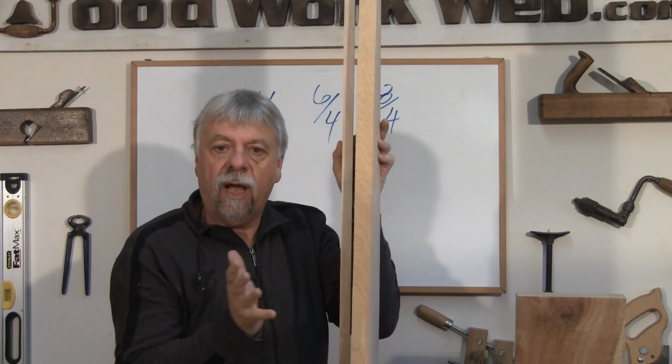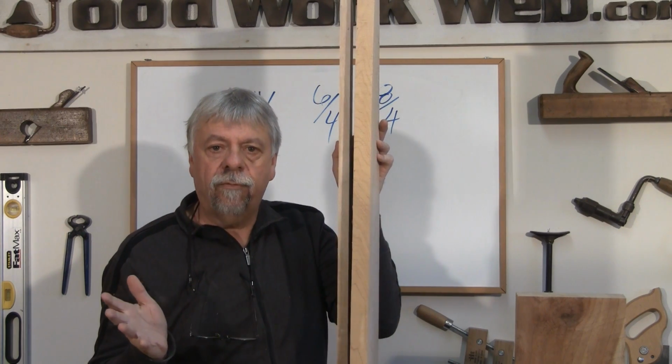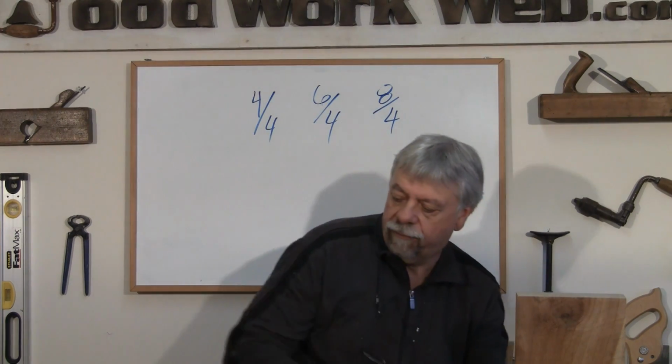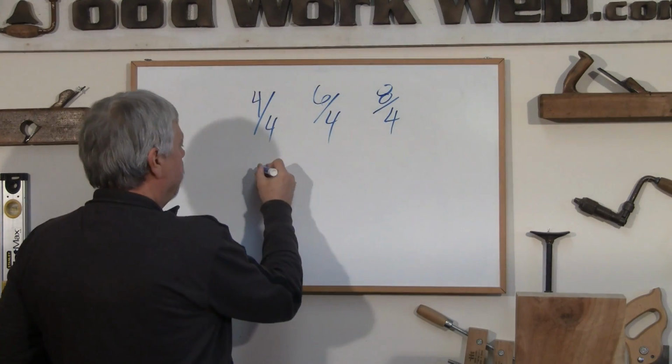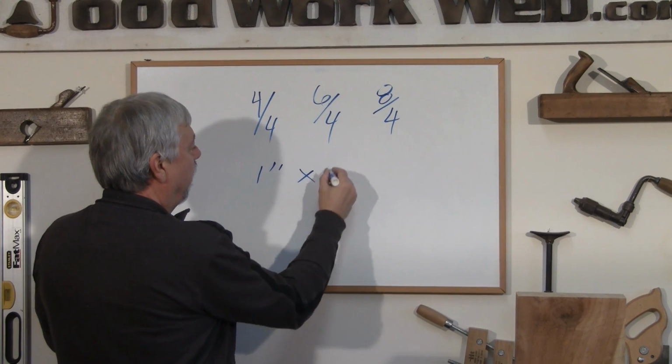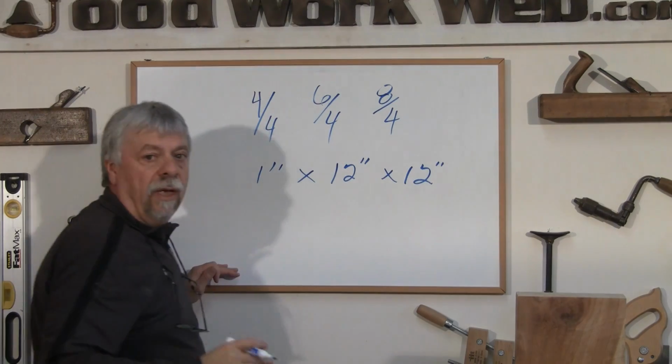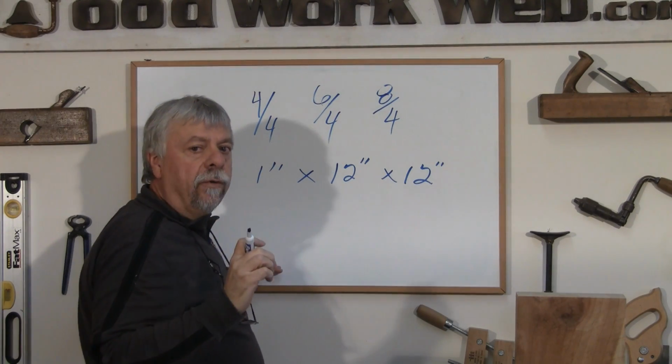So when you're calculating for a board foot, now a board foot, just to refresh, I'm sure most of you know what a board foot is. It's 1 inch by 12 inches by 12 inches. Now that is one board foot.